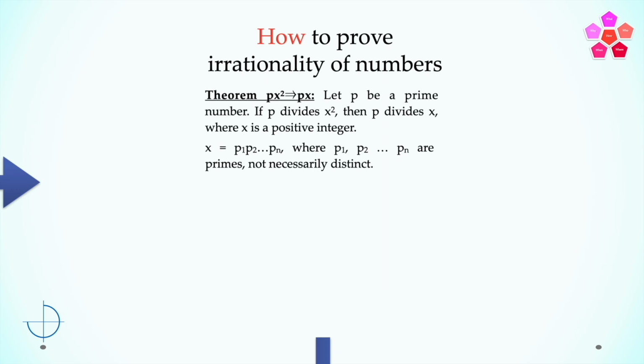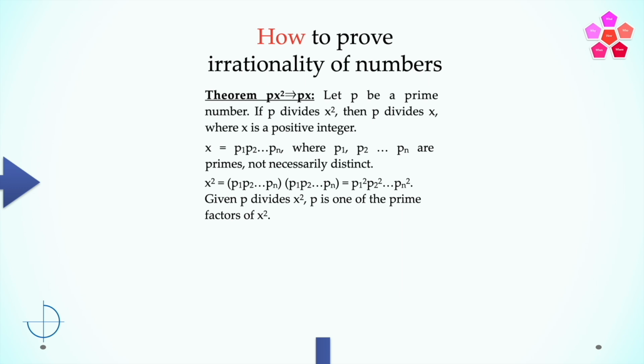So if we square both sides, we have x square is equal to p1, p2 till pn multiplied by p1, p2 till pn again, which is equal to p1 square into p2 square into p3 square till pn square. Given p divides x square and applying the fundamental theorem of arithmetic, p is one of the factors of x square. Using the uniqueness part of the fundamental theorem of arithmetic, we see that p1, p2, p3 and so on till pn are the only prime factors of x square.